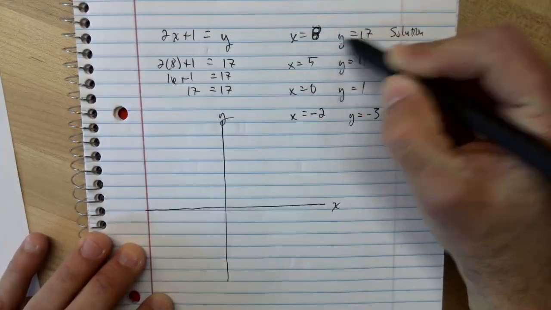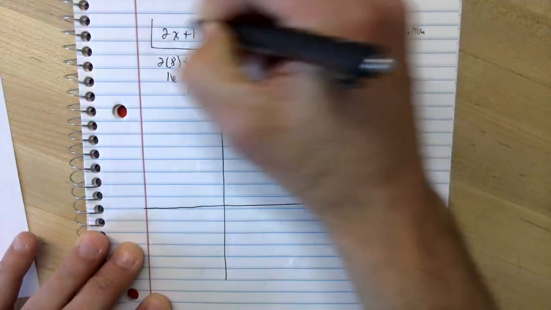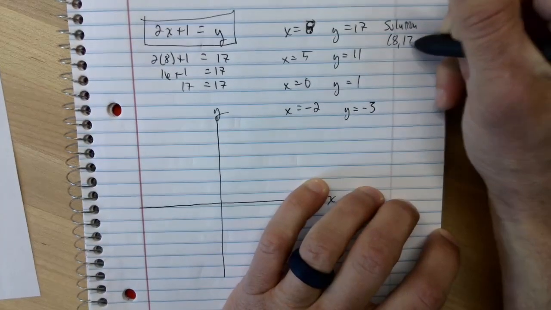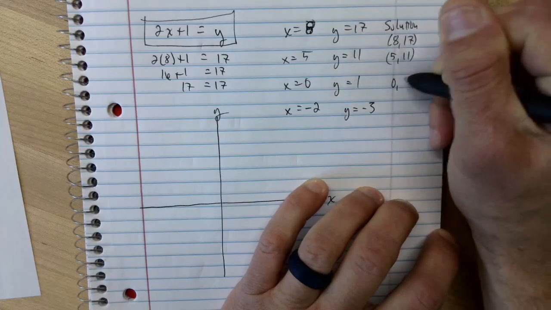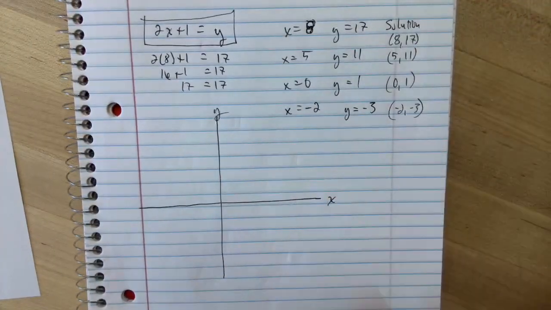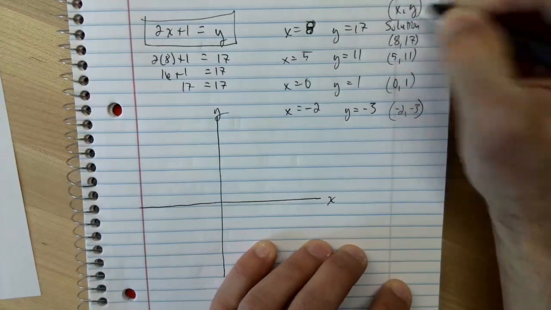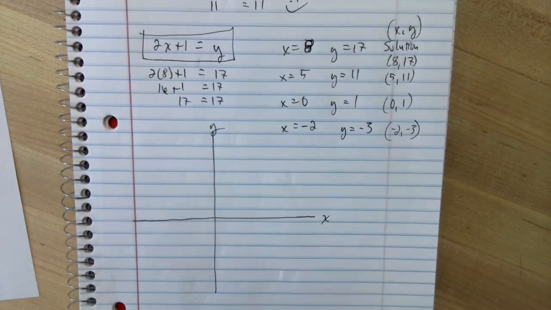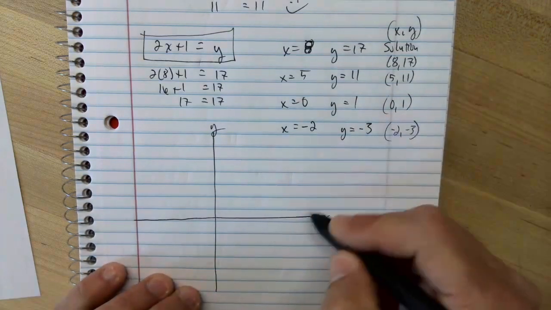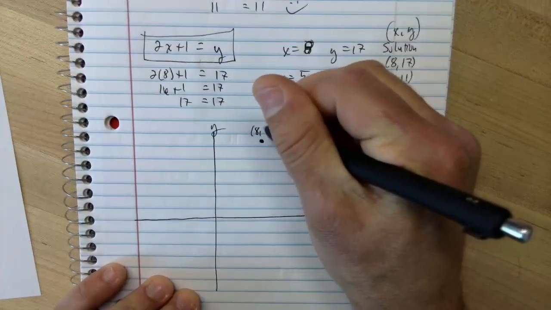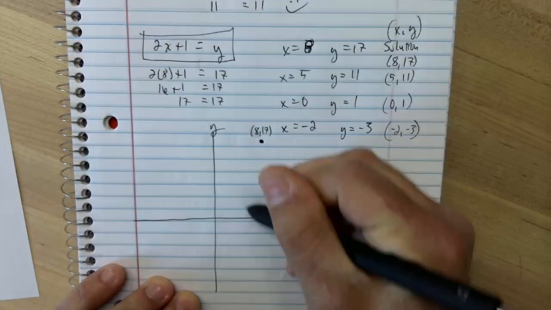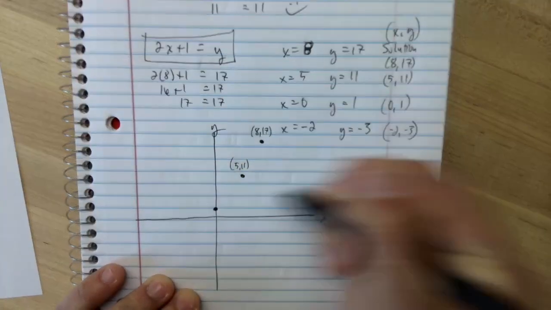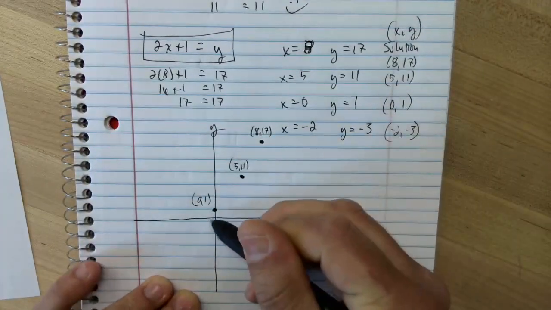But what I need you to see is that all of these satisfy this equation. So what if I was to start plotting these bad boys? For example, 8, 17, 5, 11, 0, 1, negative 2, negative 3. You see, all of those are associated. Those are the x and the y coordinates. So they represent what on the coordinate plane? Points. They represent physical points. So if we do that, 8, 17, and again, I'm going to have to just estimate here, 5, 11, 0, 1, and negative 2, negative 3.